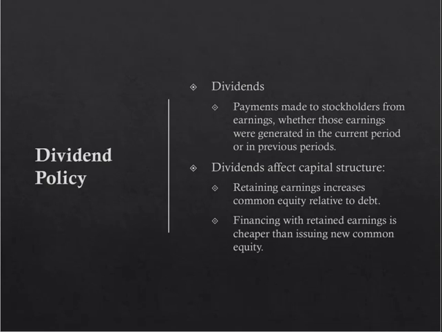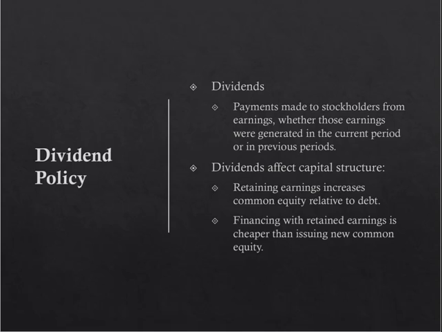So dividends are payments made to stockholders from earnings, whether those earnings were generated in the current period or previous periods. So they come out of retained earnings or current earnings. And dividends affect the capital structure. Going back to your accounting principles, retained earnings increase common equity. Distributions of retained earnings decrease common equity. And so the dividends come out of retained earnings, and it'll reduce the amount that goes into retained earnings.